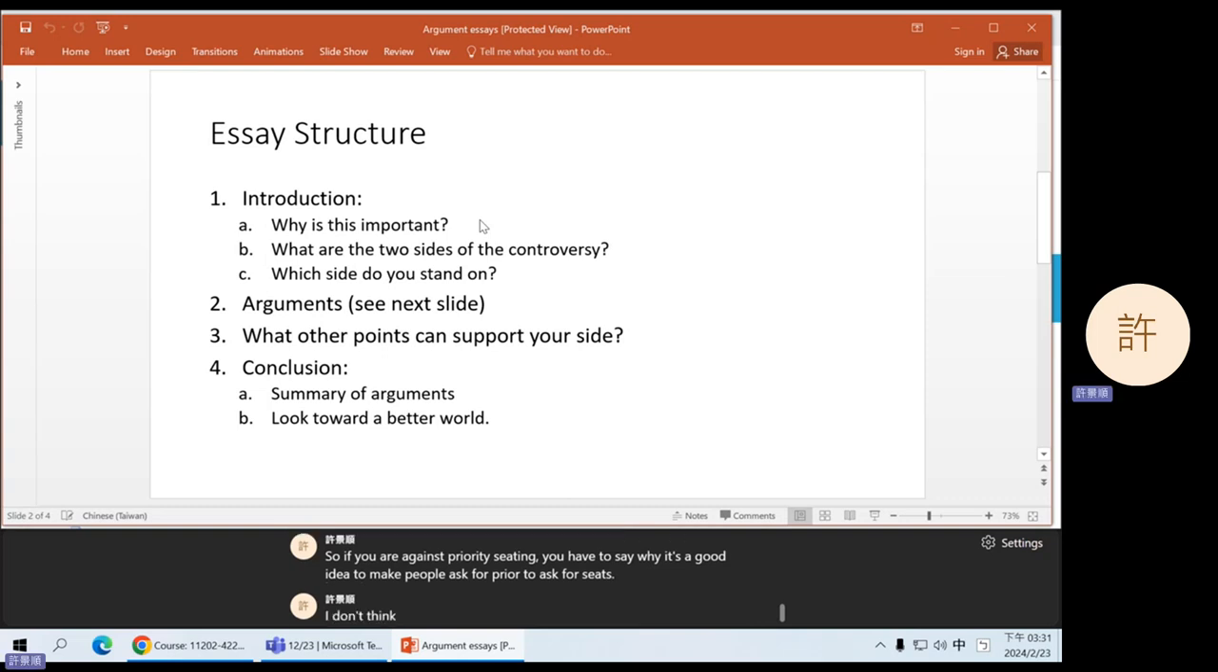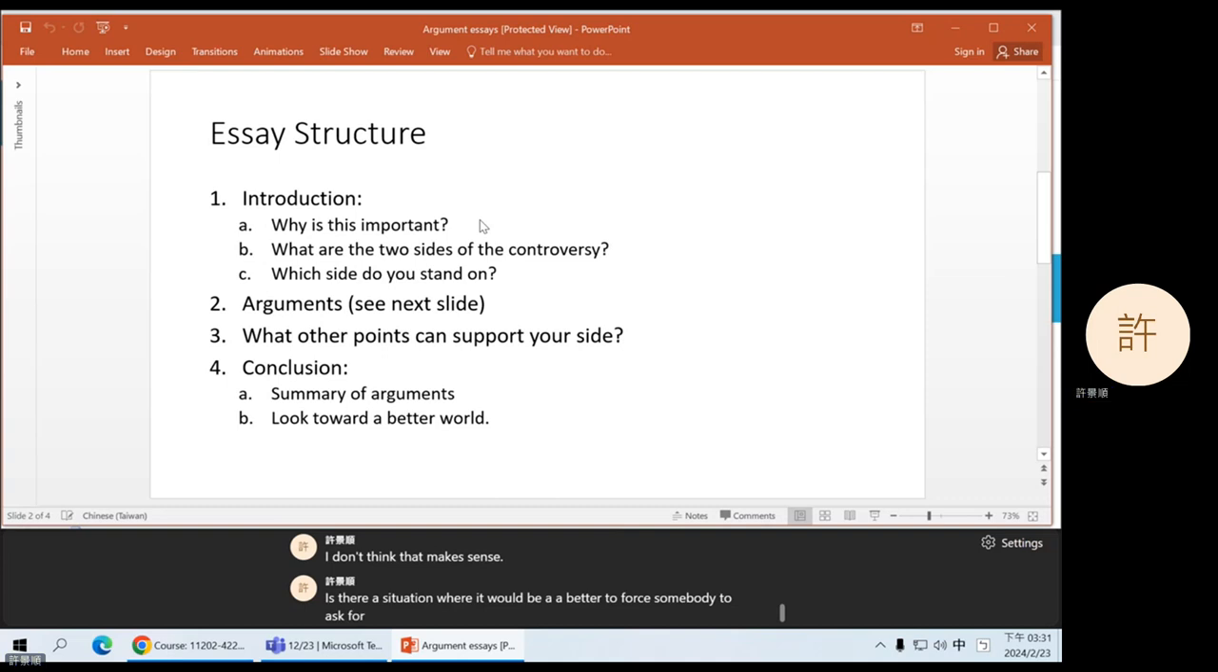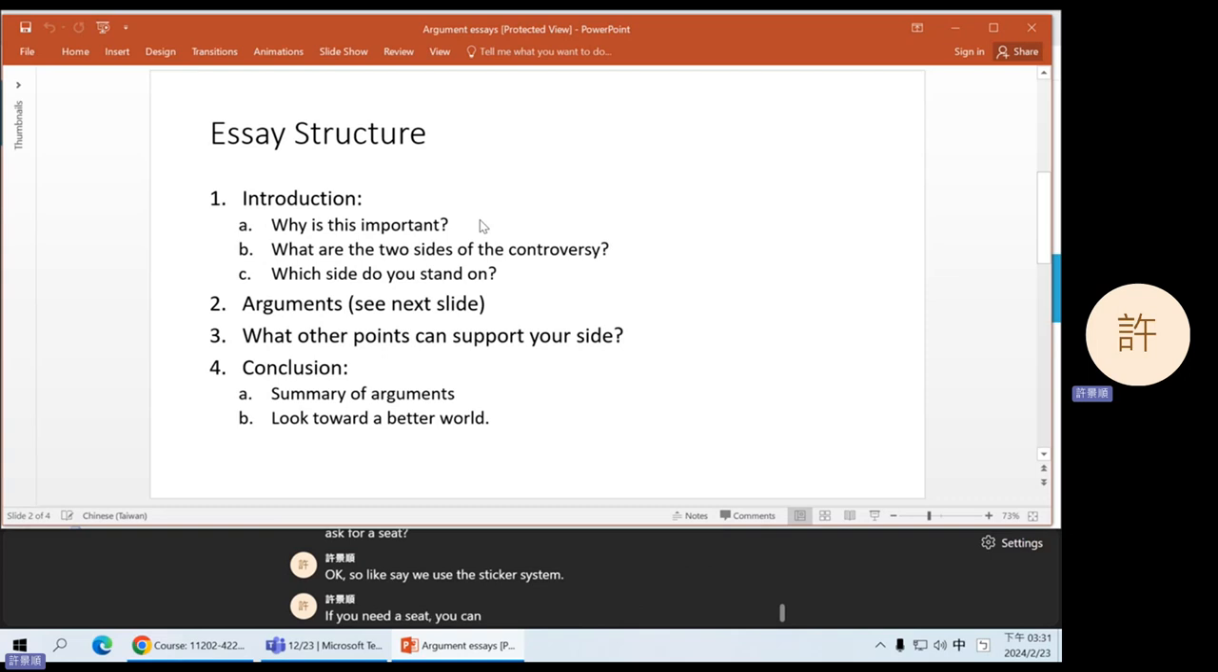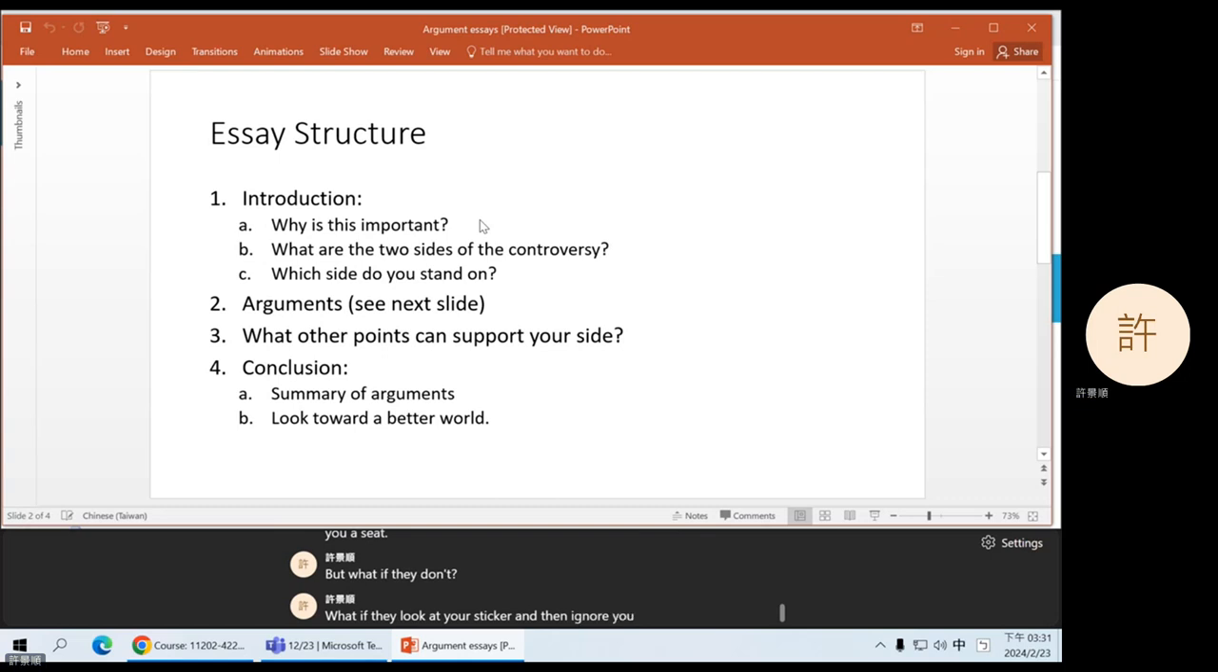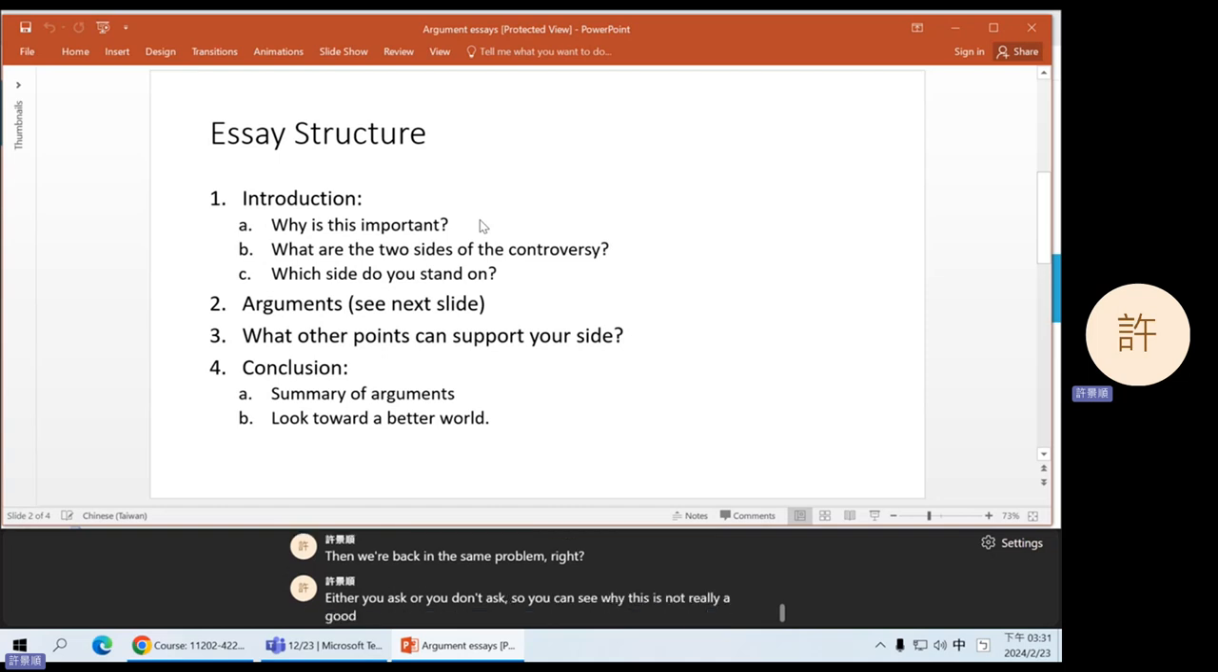I don't think that makes sense. Is there a situation where it would be better to force somebody to ask for a seat? Okay, so say we use the sticker system. If you need a seat, you can get some stickers, put them on, and people who see your stickers are supposed to give you a seat. But what if they don't? What if they look at your sticker and then ignore you? Then we're back in the same problem, right? Either you ask or you don't ask. So you can see why this is not really a good topic for an argument essay.